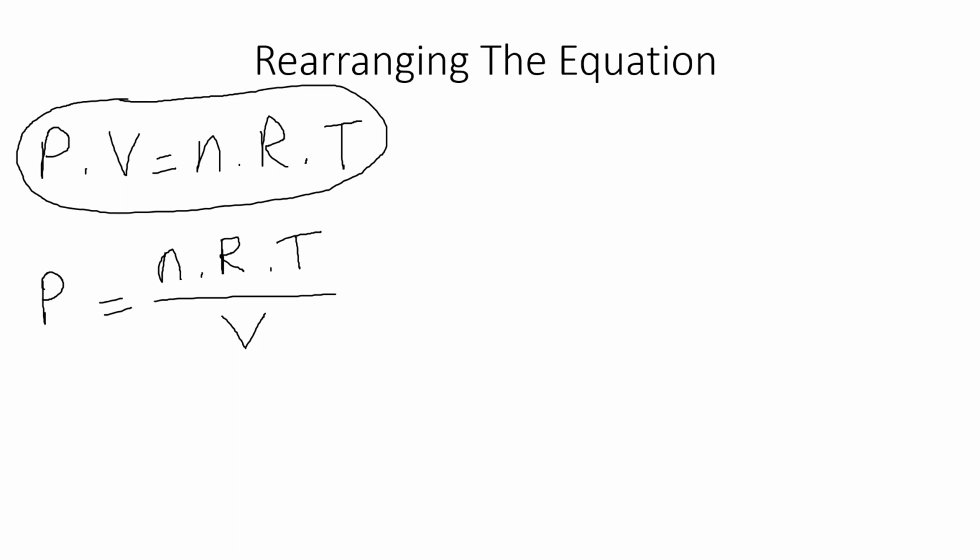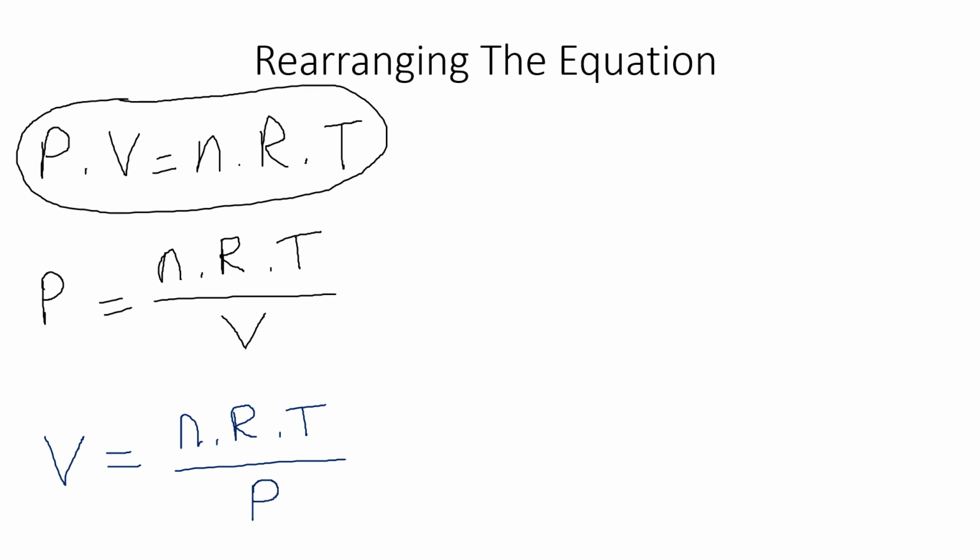Or let's say you needed to calculate V. You would divide both sides by P, because P over P just makes the term disappear from this side because it just equals 1. So V would be n times R times T divided by P.